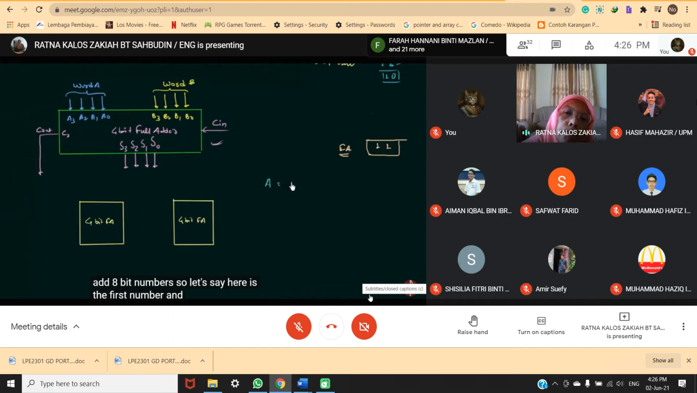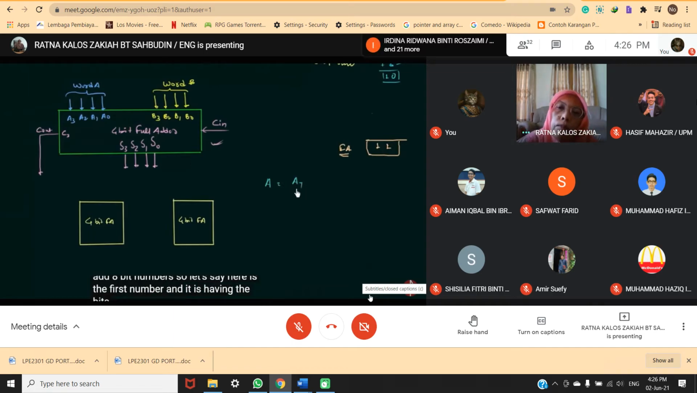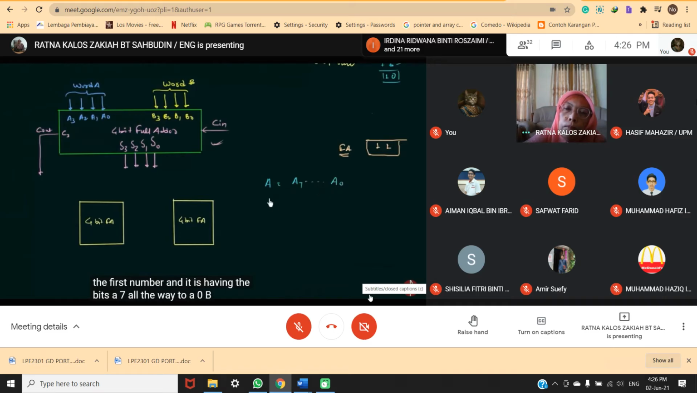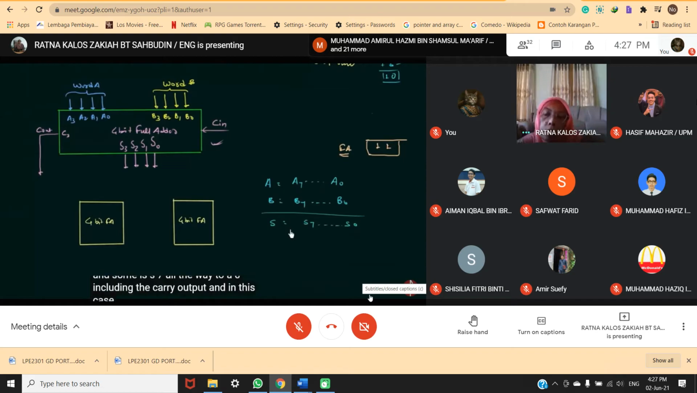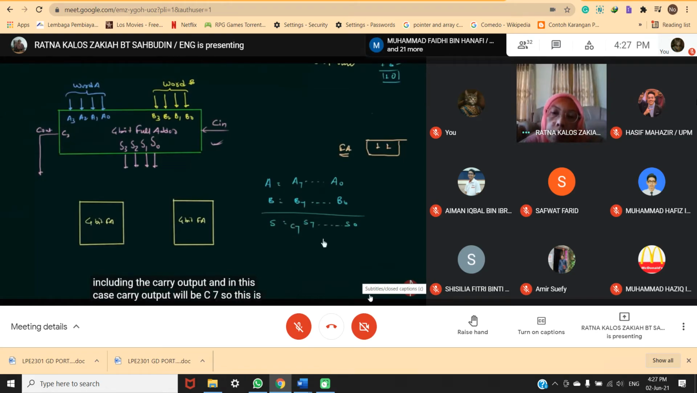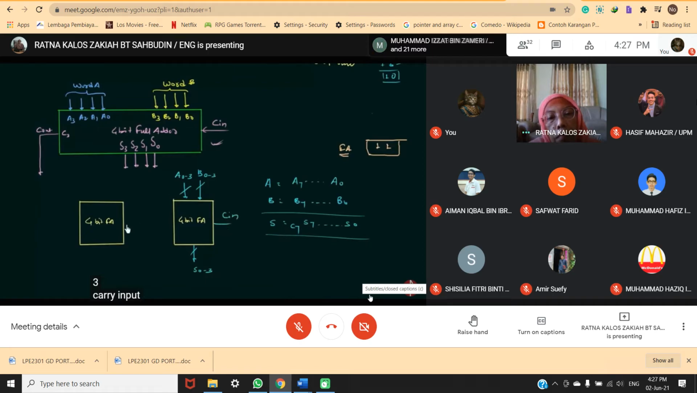Let's say A is the first number and it is having the bits A7 all the way to A0. B is the second number having the bits B7 all the way to B0, and we will obtain the sum. And sum is S7 all the way to S0, including the carry output, and in this case carry output will be C7. So this is our sum, and you can easily implement it by using 2 4-bit full adders. This is B 0 to 3. This is A 0 to 3. We will have sum 0 to 3 and carry input.